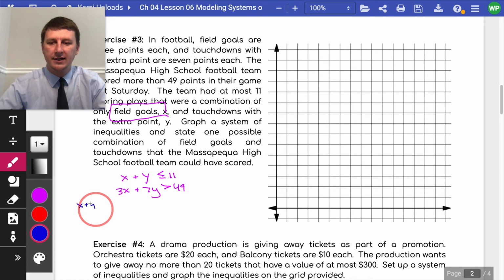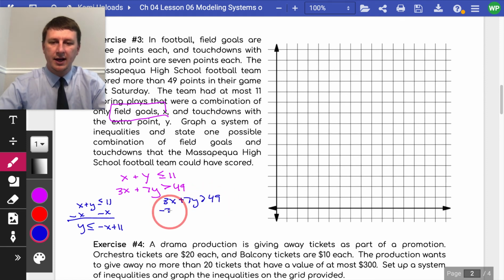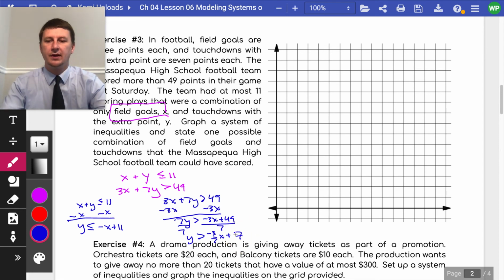So over here, we'll have x plus y is less than or equal to 11. Let's go ahead and subtract x to isolate y. And we'll have y is less than or equal to negative x plus 11. Over here, we're going to have 3x plus 7y is greater than 49. And we're going to subtract 3x. We'll have 7y is greater than negative 3x plus 49. And we want to divide this whole thing by 7. And we'll be left with y is greater than negative 3 over 7x plus 49 divided by 7, which gives us 7. So we have two inequalities.